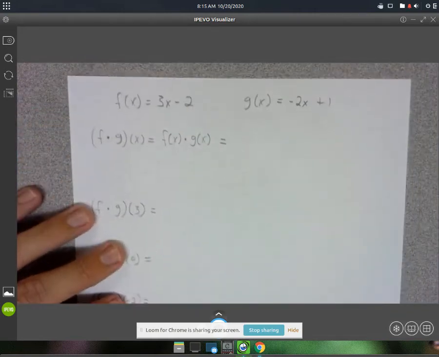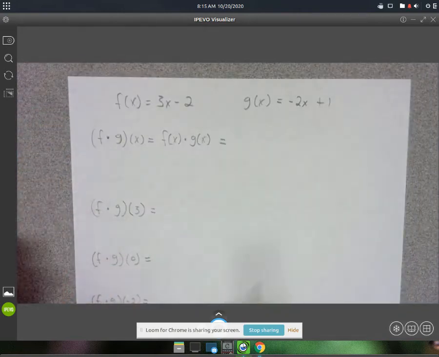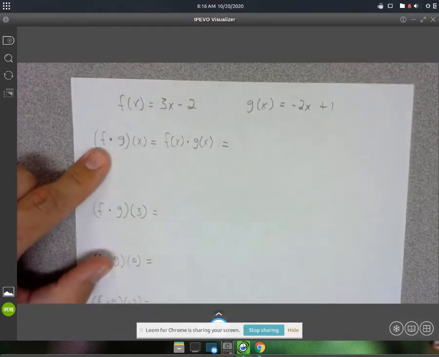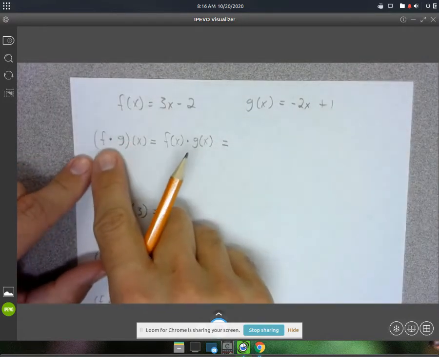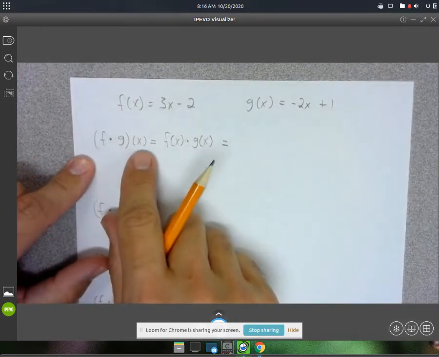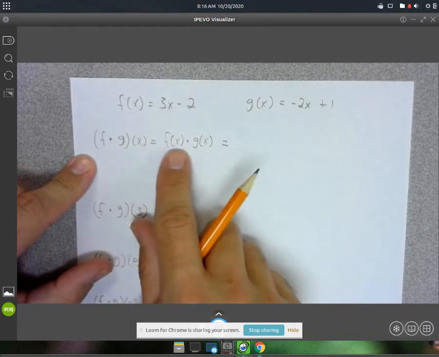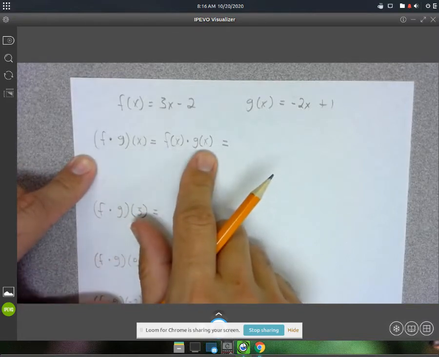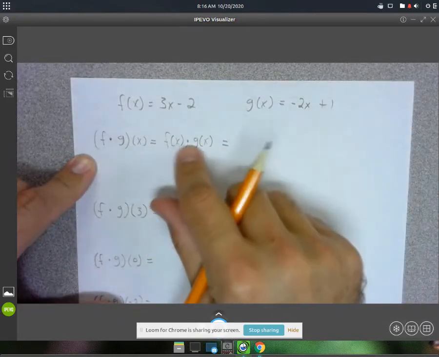All right, so this time, still dealing with function notation, but we're going to be multiplying on this one. So we're multiplying two functions. All right, so here it's got f times g of x. So I'm rewriting that as f of x times g of x. All right, and then we're going to use parentheses again.